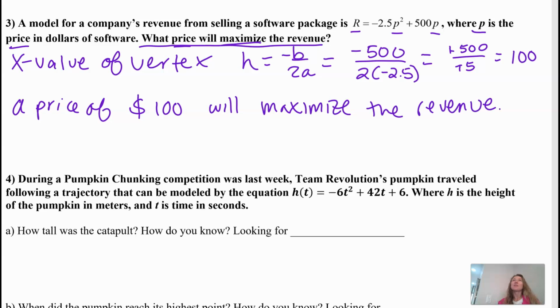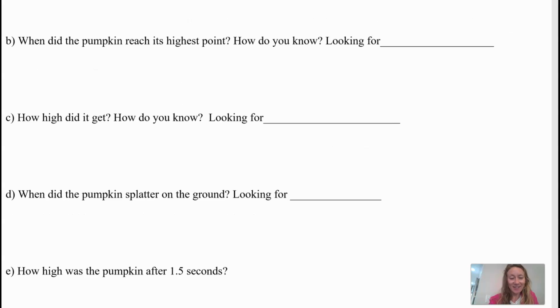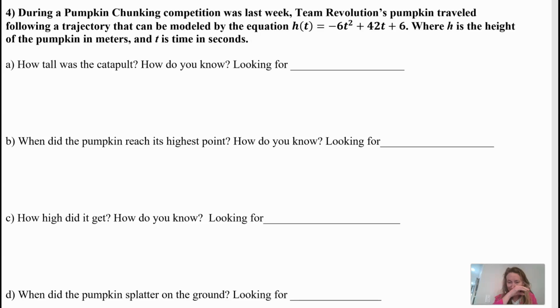Cool. So I'm sure some business people use these formulas. They're probably in their different programs. And of course, I don't know enough about business to really say. And look, here's our last example. Very cool. So we're talking about pumpkin chunkin'.